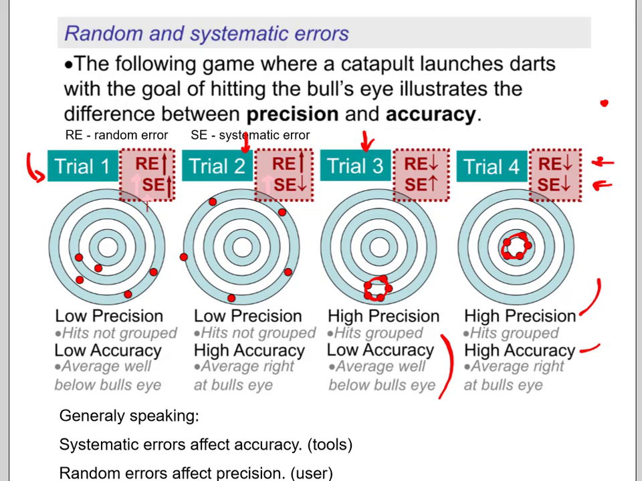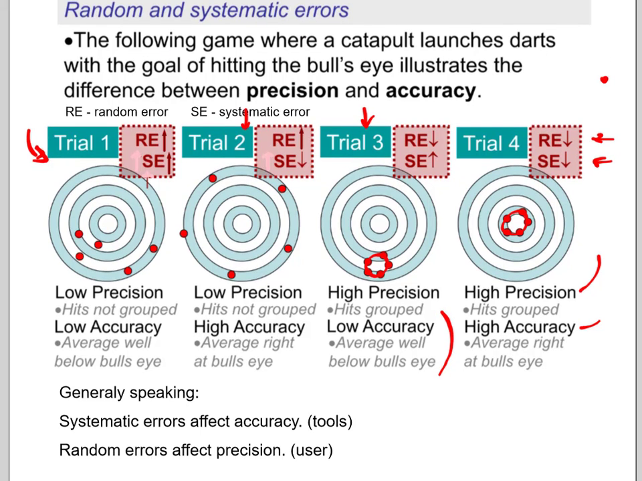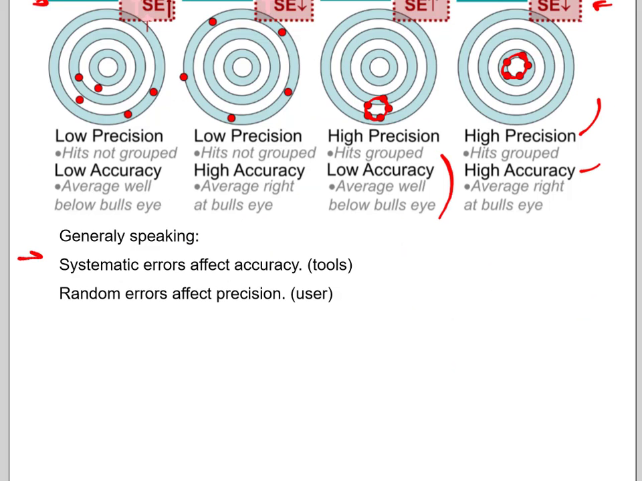Okay, and then lastly, trial number 1 here. This has both high random error and high systematic error. You'll see that the red dots are not in the same ring. They're not clustered together, and they're definitely not in the center of the target. So this is the worst case scenario. This is what we try to avoid. That's low precision and low accuracy. Okay, so just a quick way to try and remember this. Systematic errors, those are usually the tools we use. Random errors are usually the user-induced errors.